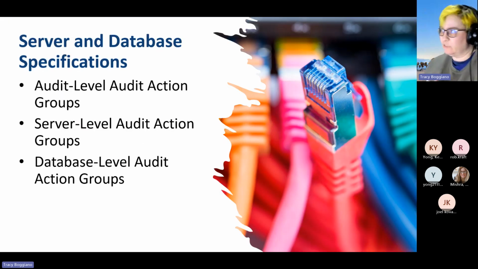So these are the different server and database specifications that you can set up as part of your system. You've got the audit level action groups that you can set up, and that's just monitoring who's changing the actual SQL Audit itself. You know, you want to know if some sysadmin comes in there and changes the audit itself and makes it do something it wasn't supposed to do or enhances it. Then you've got server level audit action groups, and that's server level specifications like creating databases, changing server level configs like max DOP, things like that.